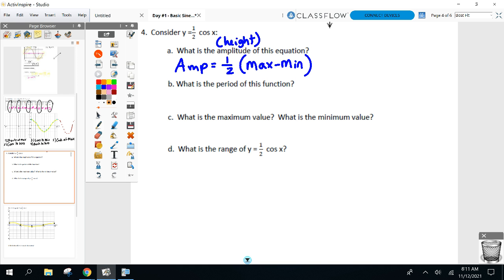So you guys help me out finding the amplitude. So it's 1/2 times, what was my max for this curve? Max value, 1/2 minus the minimum, which was negative 1/2.